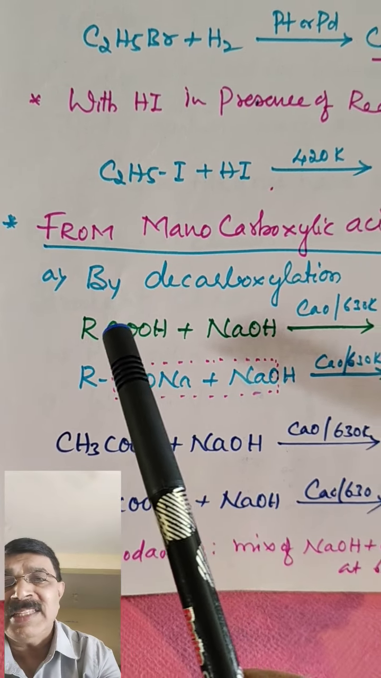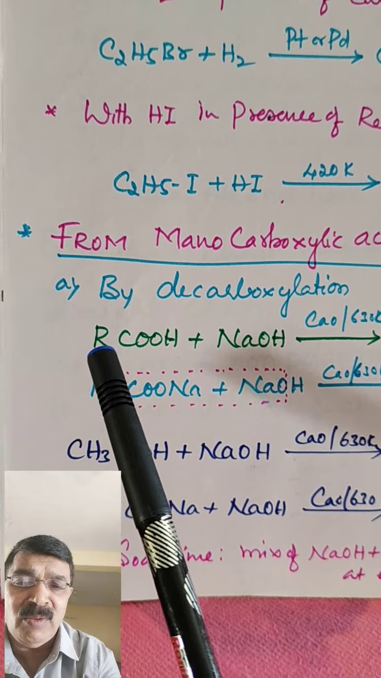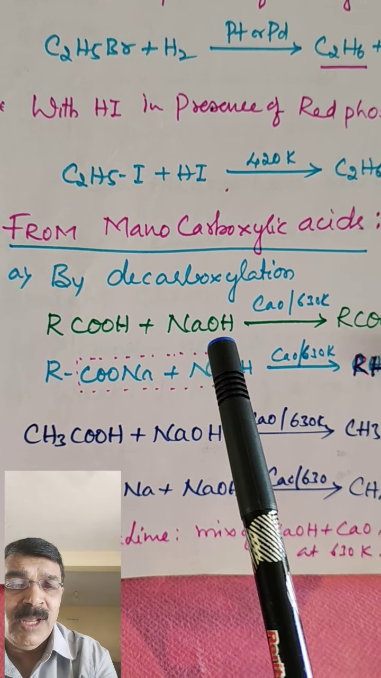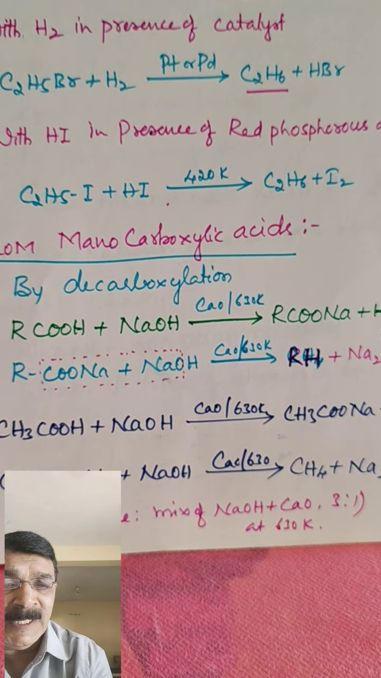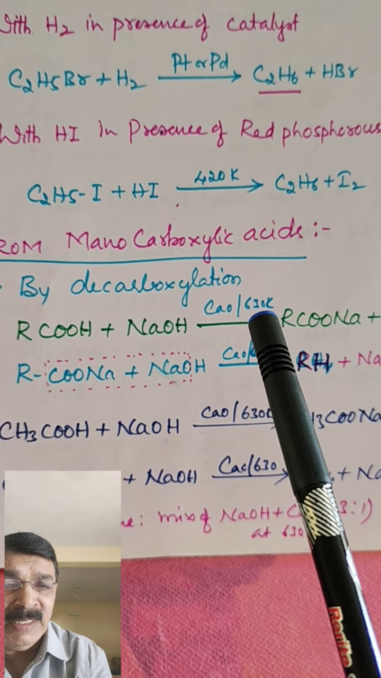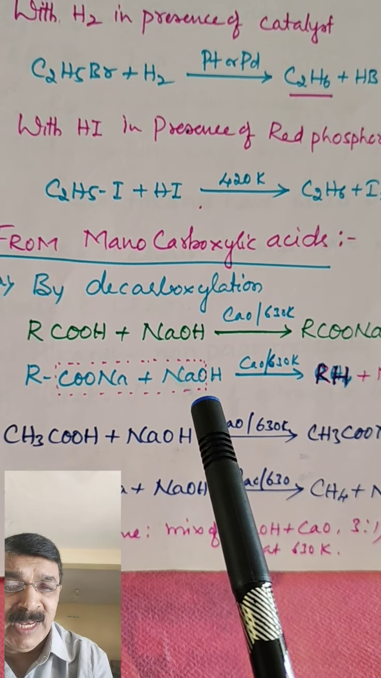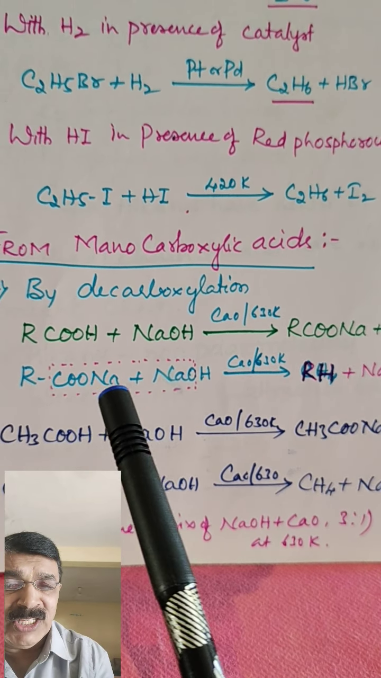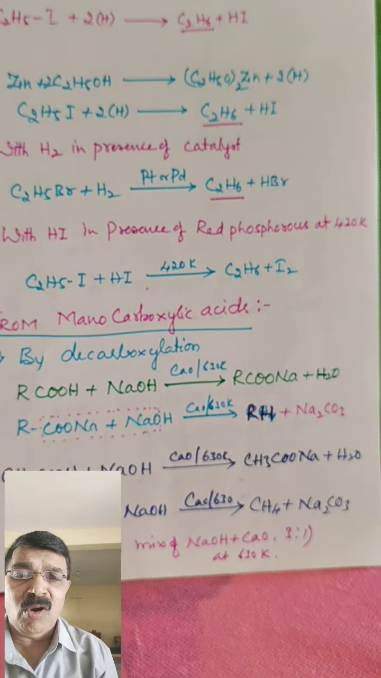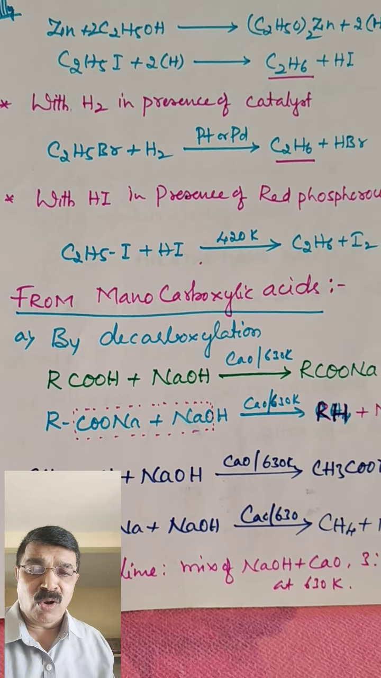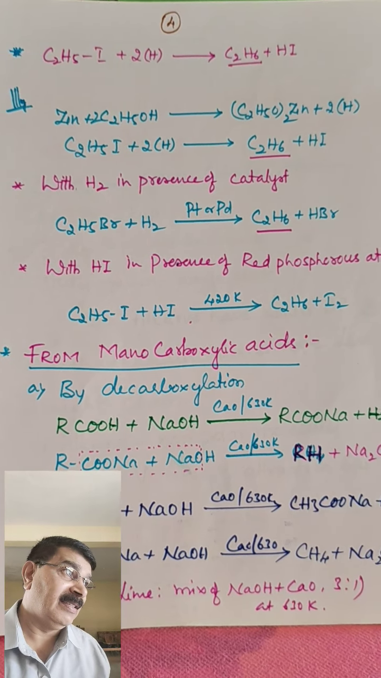Observe here, we have taken acid, RCOOH. This can be methanoic acid, ethanoic acid, propanoic acid, whatever acid you want to take, plus NaOH. It forms RCOONa, the sodium salt, first in presence of calcium oxide and 630 Kelvin. Again, the sodium salt treated with NaOH forms RH and Na2CO3. This is the decarboxylation of monocarboxylic acids. Then also we are getting alkanes.